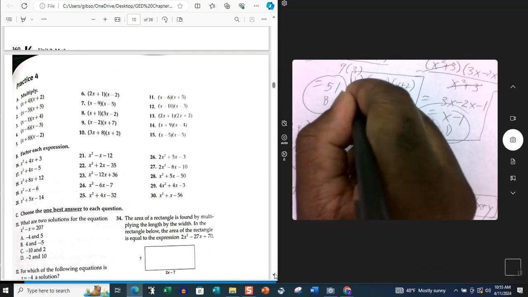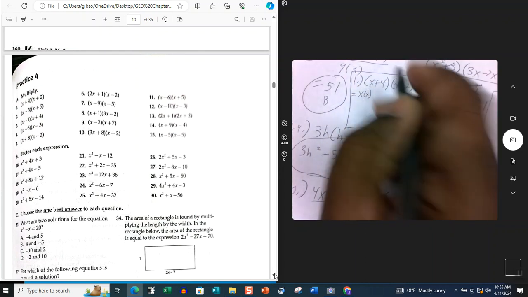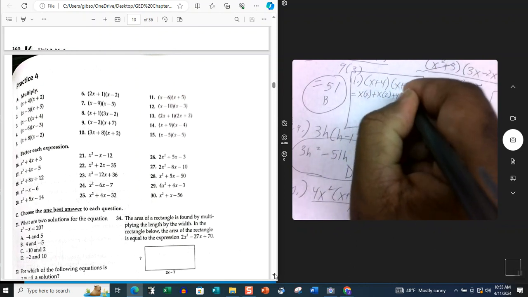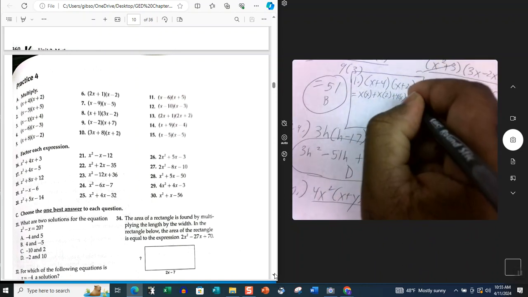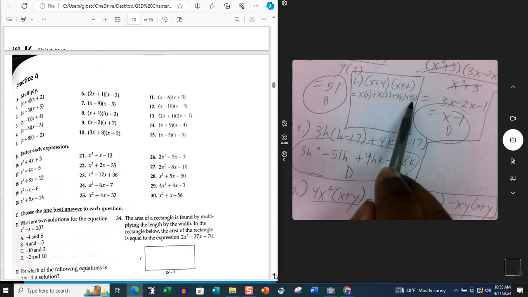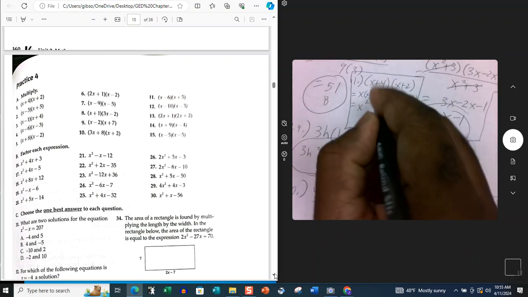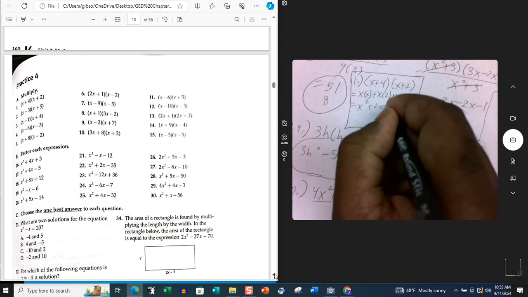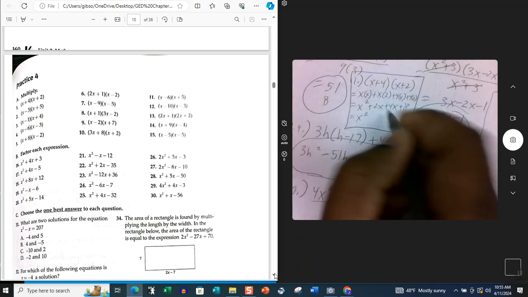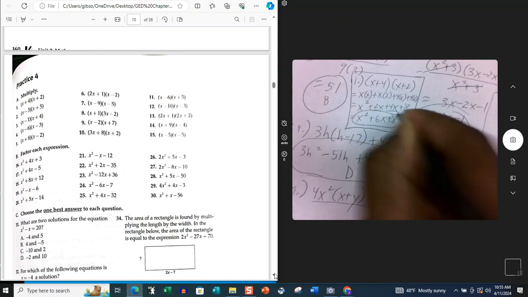We take the front, which is x times x, plus the outer, x times 2, plus the inner, 4 times x, plus the last, 4 times 2. So we have front, outer, inner, last, our FOIL method. x times x is x squared, x times 2 is 2x, 4 times x is 4x, and 4 times 2 is 8. So now we have x squared, 2x and 4x is 6x, plus 8. And this right here is our final answer.